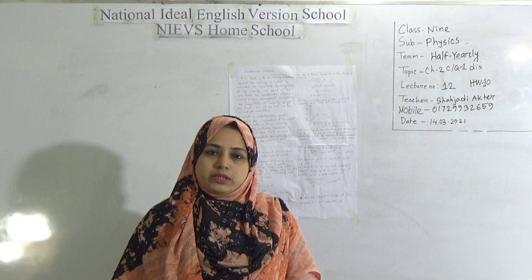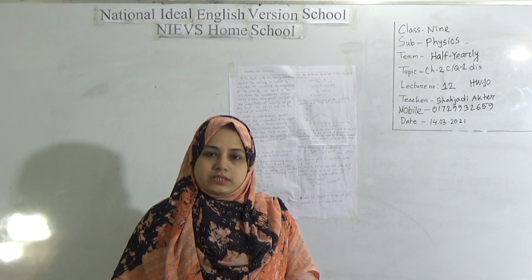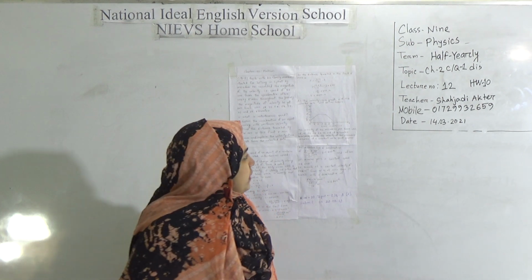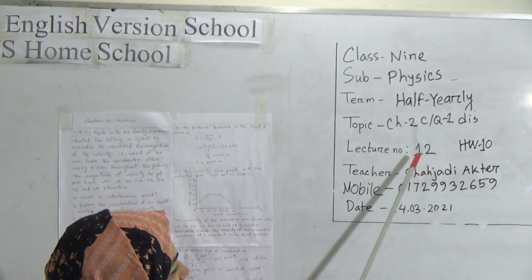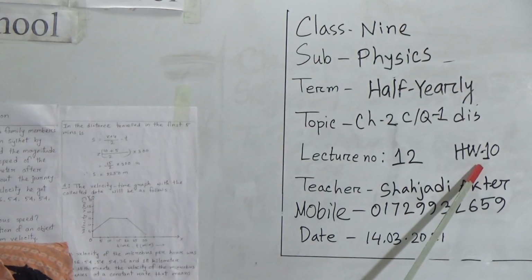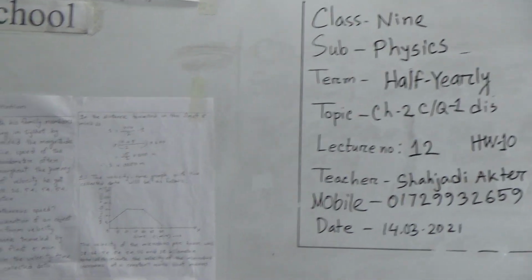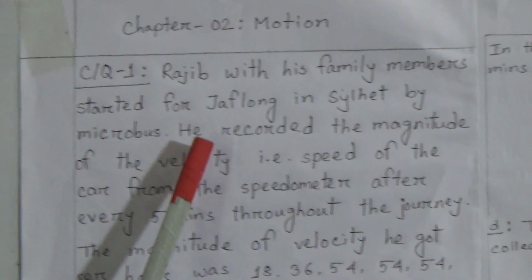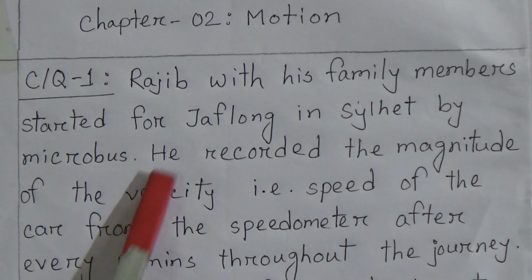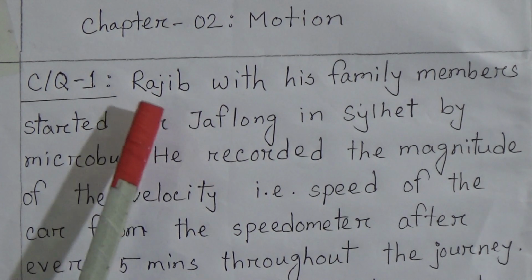Today I am going to take a physics class for class 9 students. My dear students, our today's topic is Chapter 2 CQ1 discussion. Today's lecture number 12 and SW number 10. So let us start our class. This chapter is motion. We will discuss CQ1 from the exercise in your textbook.